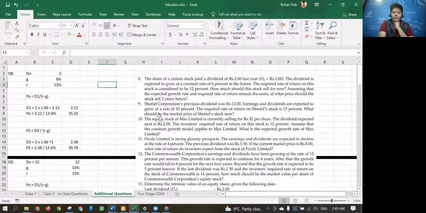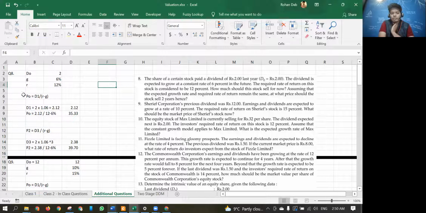Okay. So I'll cover question number 8 because that's the first question and I think it will set a base. The share of a certain stock pays a dividend of 2 rupees. D0, which is 2 rupees last year. So it's very important to understand which is the dividend that is paid last year and which is the dividend that's going to be paid.